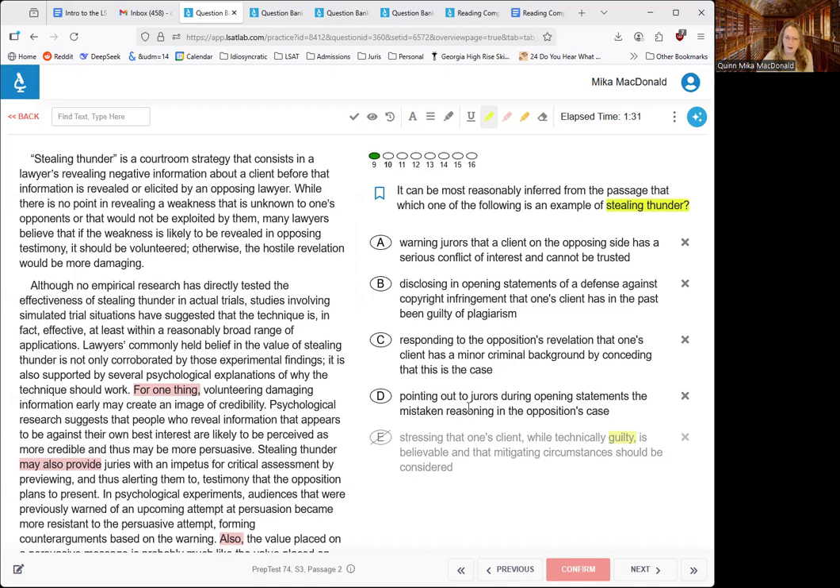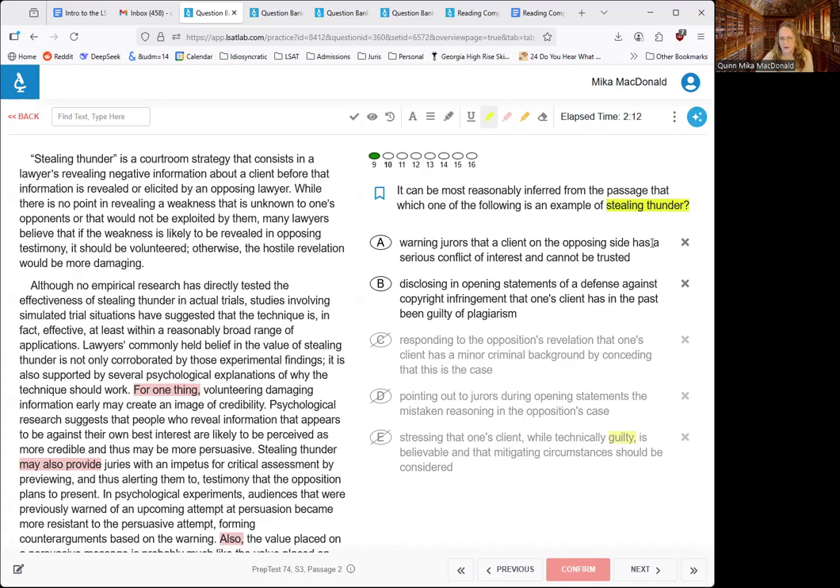And B, pointing out to jurors during opening statements the mistaken reasoning. That's just good advocacy. That's not volunteering your own weakness. That's attacking the opponent. C is responding by conceding that this is true. That is not bringing it up before the opponent. But as Ida and Mika both grabbed correctly, right? Disclosing in our opening statements that our client has in the past committed plagiarism, that is definitely volunteering a negative fact in the hopes that controlling it is better than letting the opposing side do it.